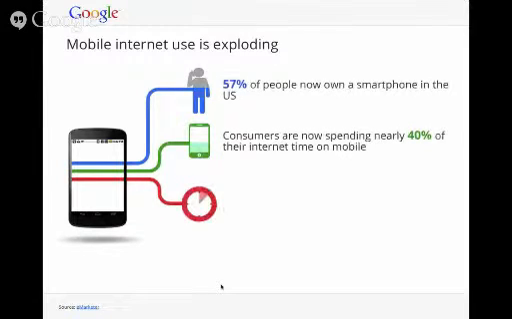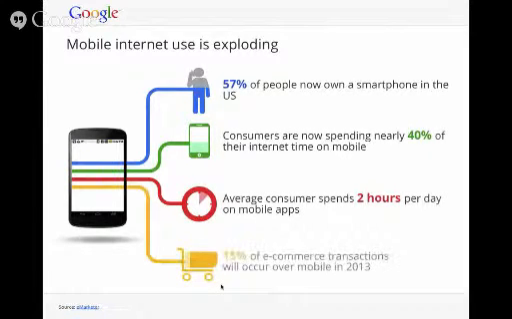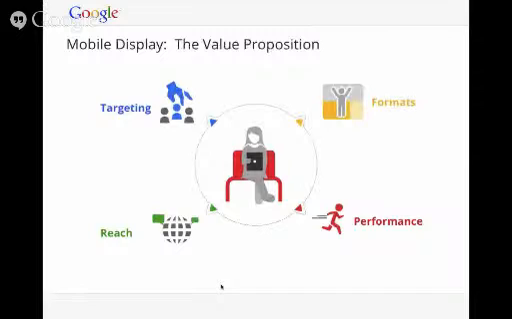These are some pretty impressive statistics. 57% of people now own a smartphone in the US. Consumers are now spending nearly 40% of their internet time on mobile. The average consumer spends 2 hours per day on mobile apps. And 15% of e-commerce transactions will occur over mobile in 2013. Now, with statistics like these, it's easy to understand how advertisers that once were skeptical have a new appreciation for mobile display and the mobile display value proposition.